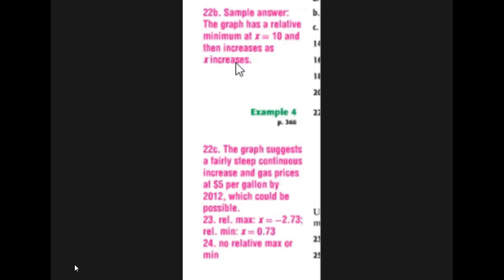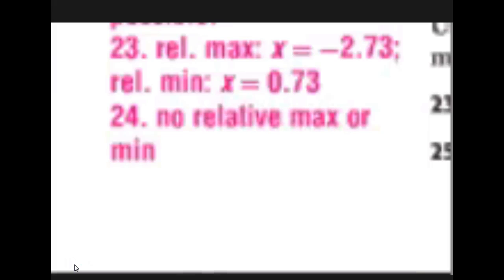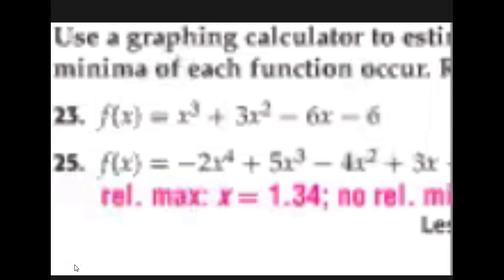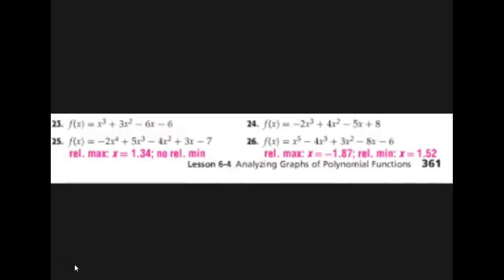Okay, and then down for 23, you can kind of see that answer is actually there. You have a max at negative 2.73, a min at 0.73. 24 has no max or min. And then 25 and 26. You have a max in 25 at 1.34, no mins, and a max in 26 at negative 1.87. And again, a min at 1.51.